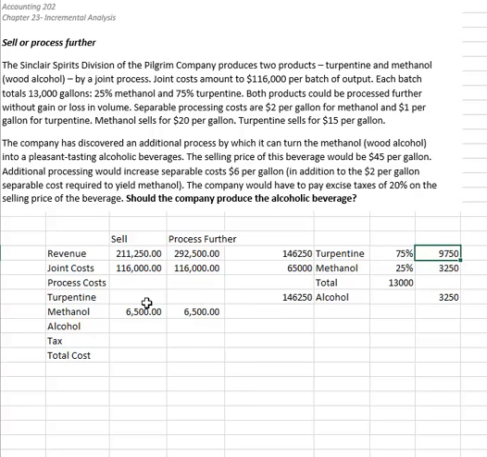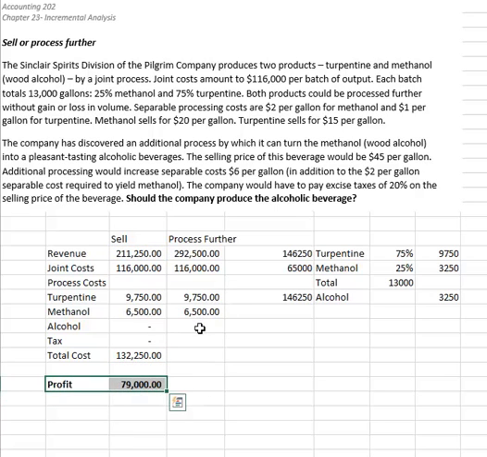Let's look at the turpentine. We have 9,750 gallons, and it costs $1 to turn it into usable turpentine. That's the same regardless of whether we turn the methanol into alcohol or not. If we sell it as it is, we're not going to turn it into alcohol, so there's no cost there, and there are no consumption taxes or alcohol tax that the problem tells us here. So my total cost to sell it as is $132,250. My profit to sell it as is is 211,250 minus the 132,250. So that's my profit if I do nothing.